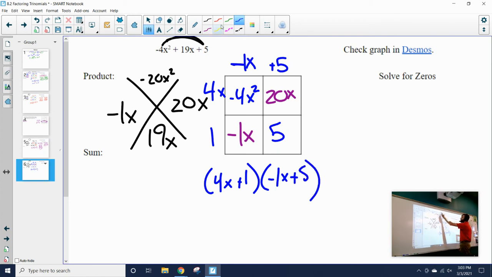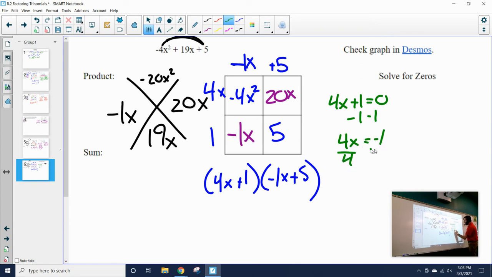So last thing we need to do is we just need to solve. So we have 4x plus 1 equals 0. If I inverse my 1, I get 4x equals negative 1 and divide by 4. I'm going to get negative 1/4 as my solution, or negative 0.25 if I were to check it using Desmos.